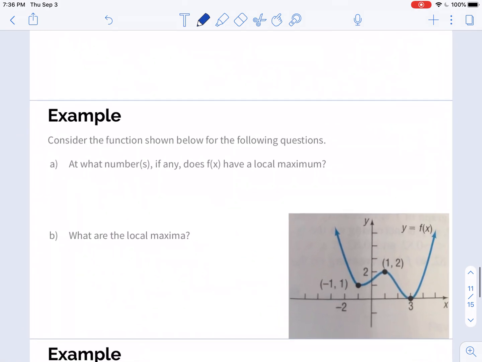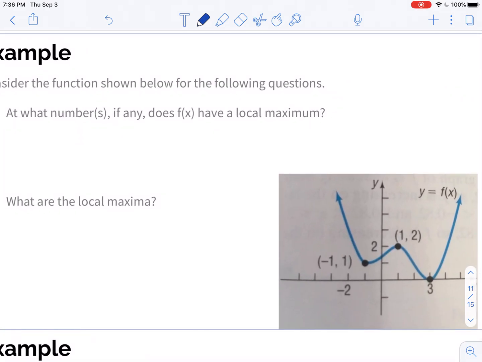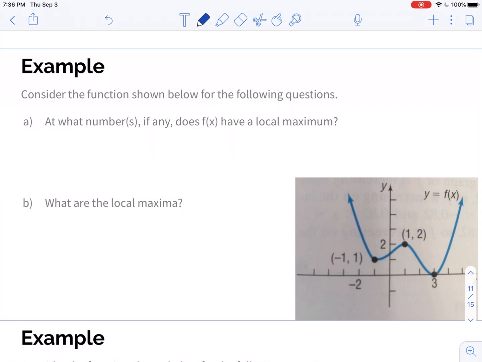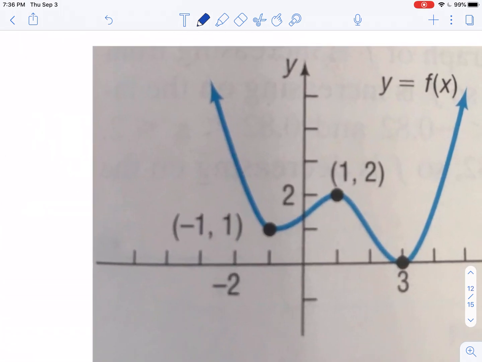All right, now I've got an example here, and the example is going to use the same graph the entire way through. Now, at what numbers, if any, does f of x have a local maximum? There's only one local maximum here. It's this point (1, 2). And it's because I'm going up and then I'm going back down. I've got like a peak to a mountain.